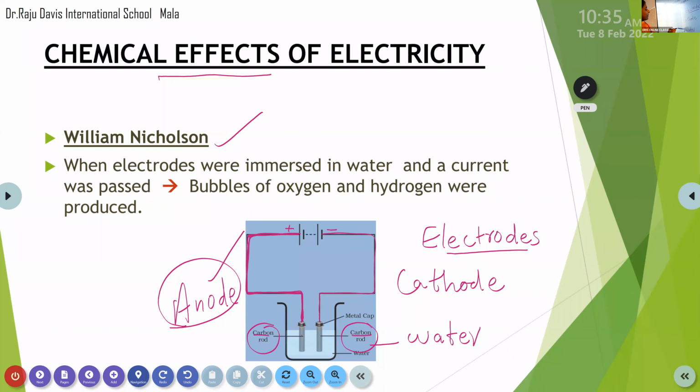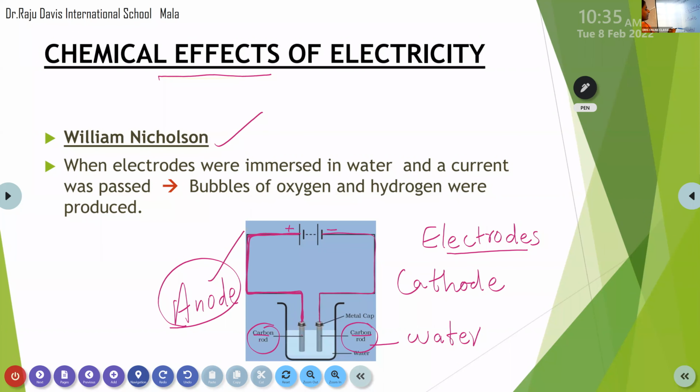So what is the charge of this anode? It is connected to the positive side, so what is the charge of the anode? Positive charge. So the anode is positive. And what is the charge of this cathode? Negative charge. So the anode is positively charged and the cathode is negatively charged. Okay.